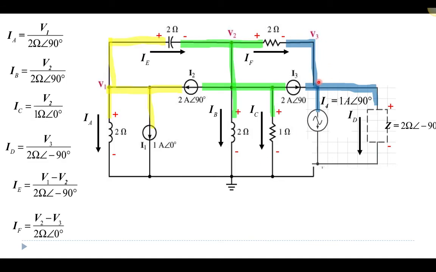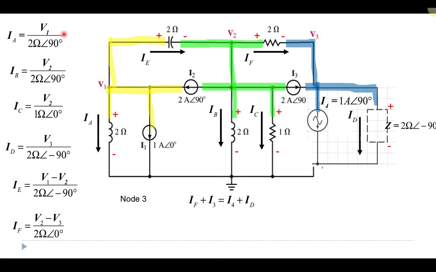So now I'm going to look at node 3. I'm over here at node 3 and I want to look at the current that's entering and the current that's exiting. I realize IF and I3 are both entering this node right here that's blue, and then exiting I have I4 and ID. So I have IF plus I3 entering is equal to I4 plus ID.